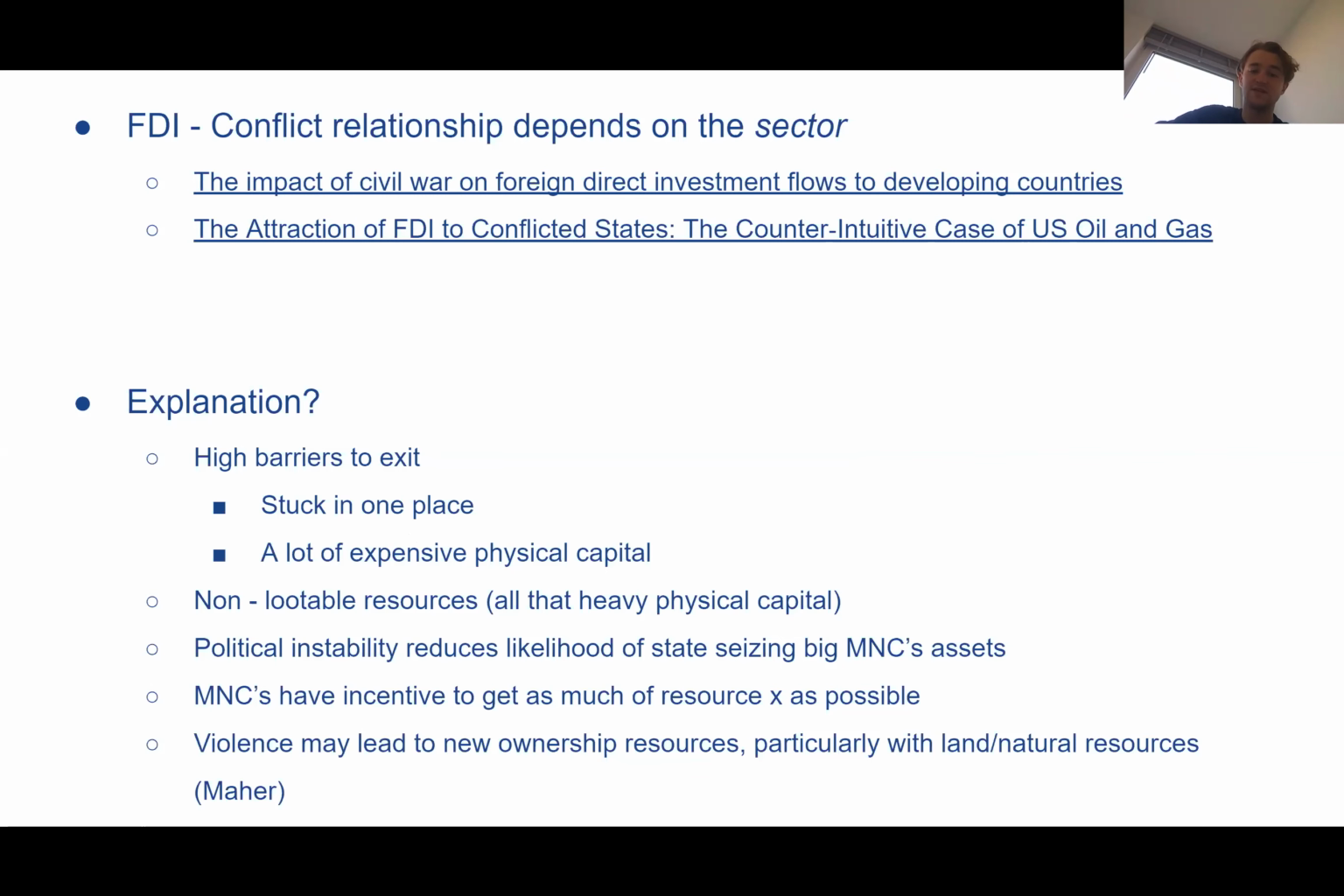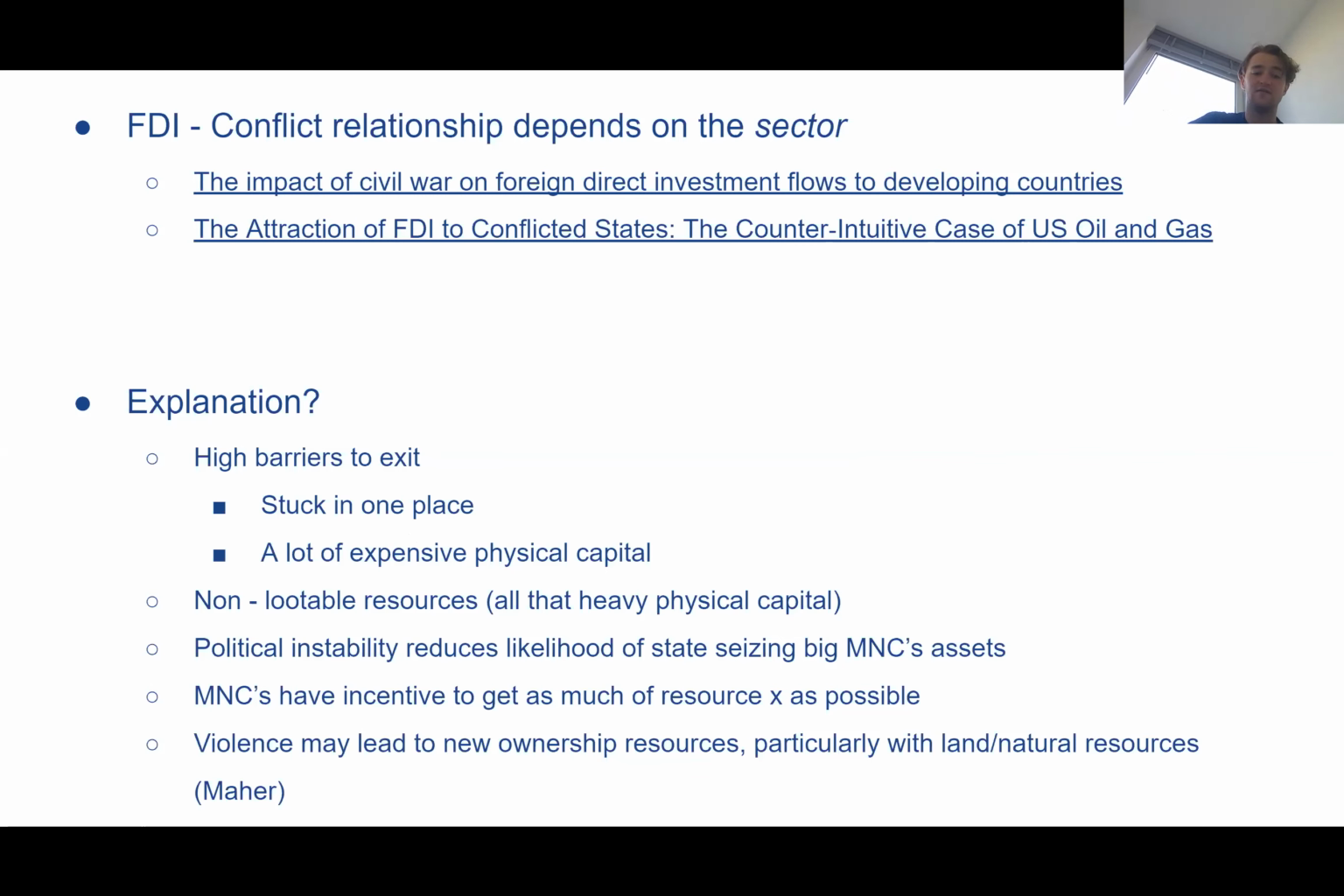The political instability in a country reduces the likelihood of the state seizing these big MNCs', multinational corporations', assets. During times of conflict, or when conflict seems like it's about to happen, big companies have the incentive to get as much of resource X, normally out of the ground, as possible. And so they're going to increase investment in this time.